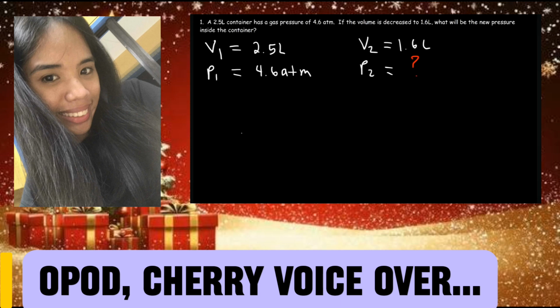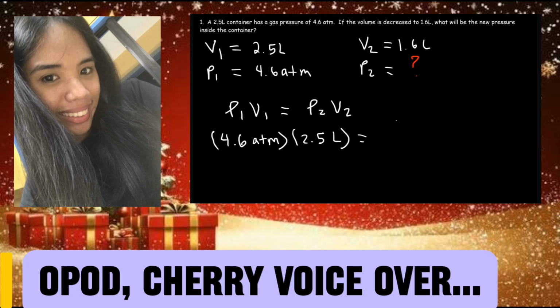So all we need to do is use this equation: P1 V1 is equal to P2 times V2. P1 is 4.6 atm. V1 is 2.5 liters. Our goal is to calculate the value of P2, and V2 is 1.6 liters.